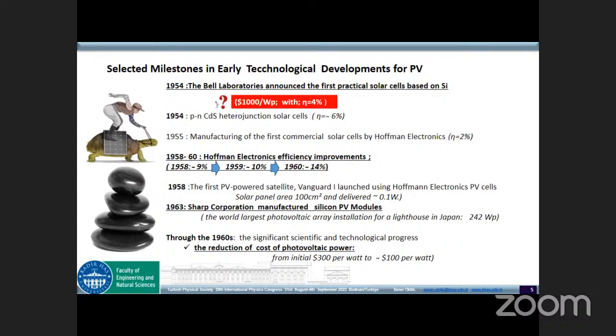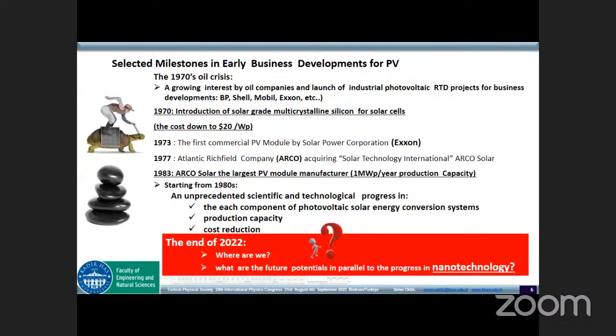$1,000 per watt. Of course, it progressed, and there was some commercial manufacturing by Hoffman Electronics pushing the efficiency up to 14% in the 1960s. There was a famous company called Arco Solar that came around, and in the 1960s, actually the cost per watt reduced down to $100. And it went very fast during the oil crisis in the 1970s. And when you look at the cost, it came down to $20 per watt, and the first commercial PV module by Solar Power Corporation Exxon really took some speed in progress.